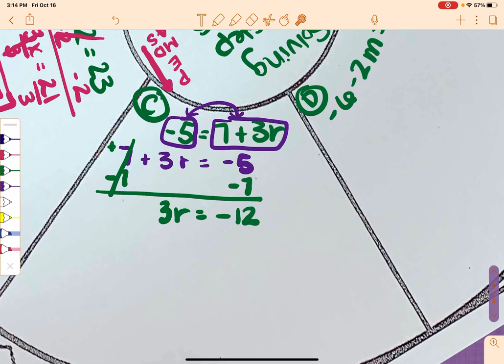And then if I want to get r alone, I've got to get rid of this 3. So that's 3 times r. So the opposite of multiplying by 3 is dividing by 3. These cancel down to 1, so it's an r. And then -12 divided by 3 is going to be -4.